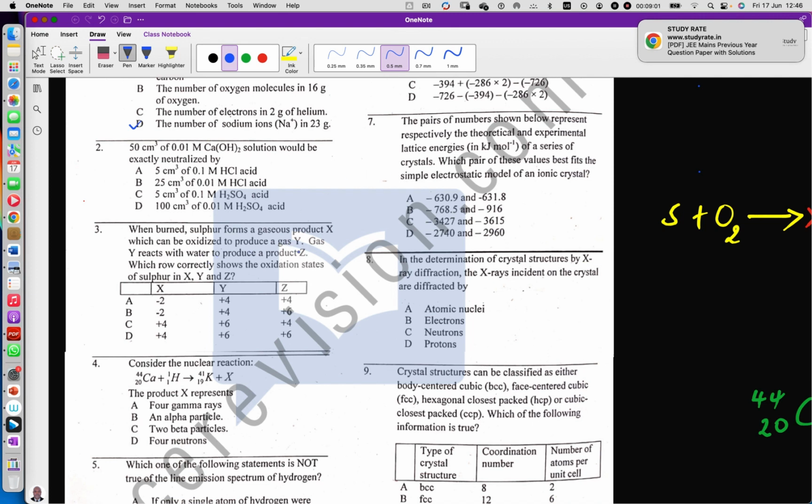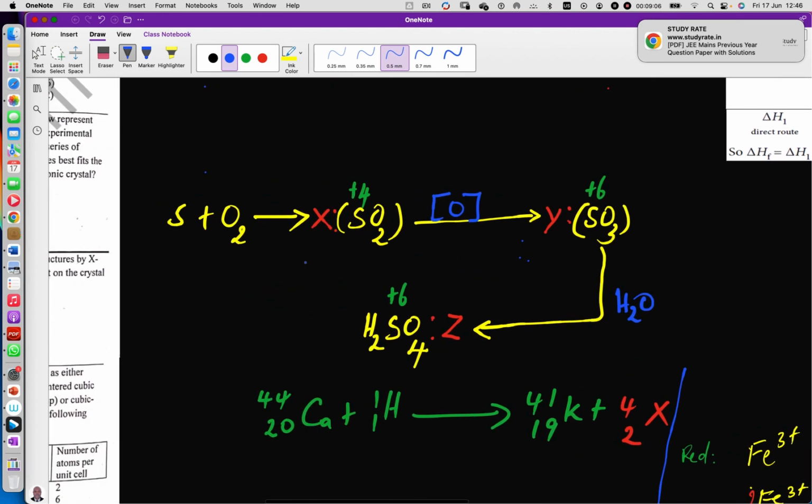Oxidized to produce gas Y. Gas Y reacts with water to produce a product Z. Y is sulfur trioxide. Sulfur trioxide reacts with water to produce product Z, and Z is sulfuric acid. So it is just as simple. They are just trying to describe to you the contact process, the production of sulfuric acid.